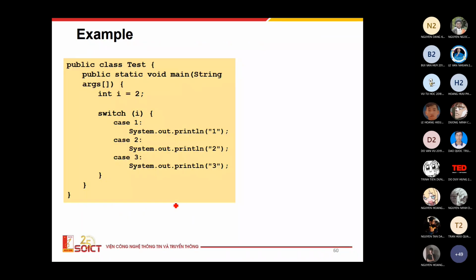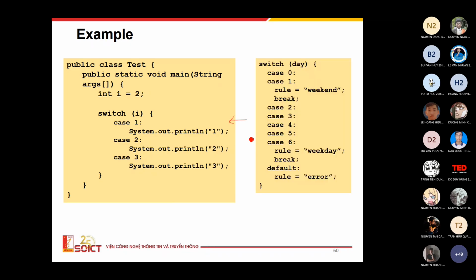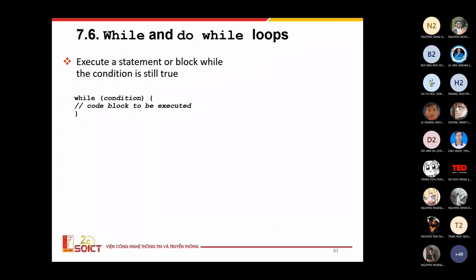Everything, I think, is clear in the slide. This example you can try with your IDE, and this one also. And you can always replace the switch case with if-else. Okay, we will go to the while and do-while loop.